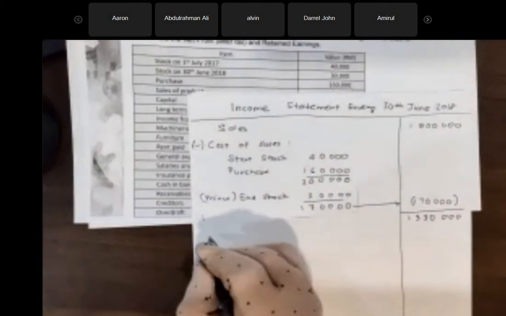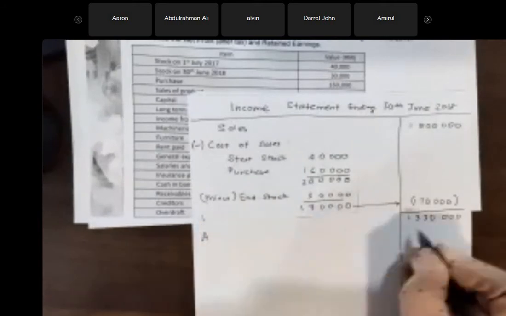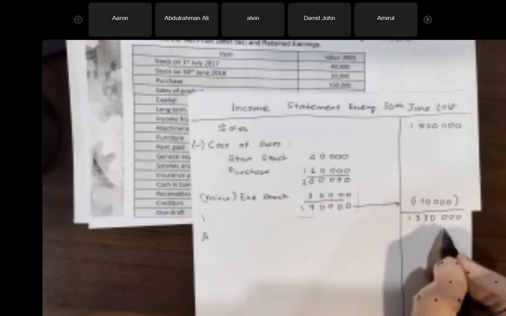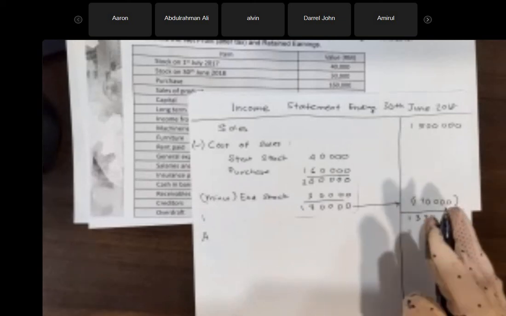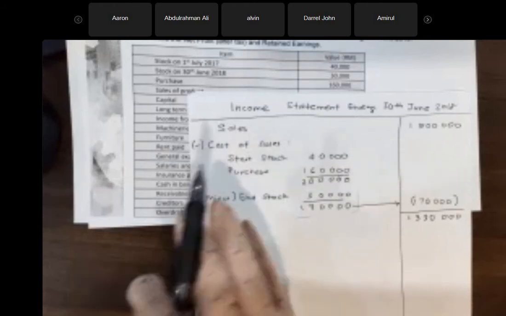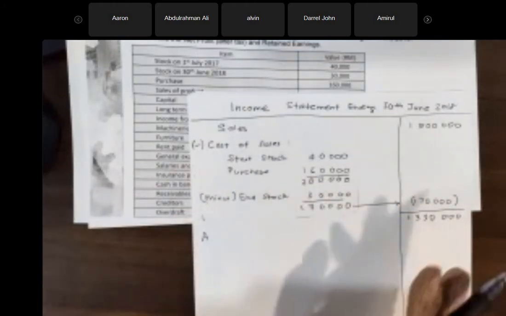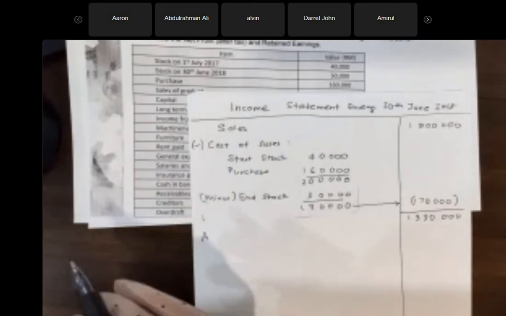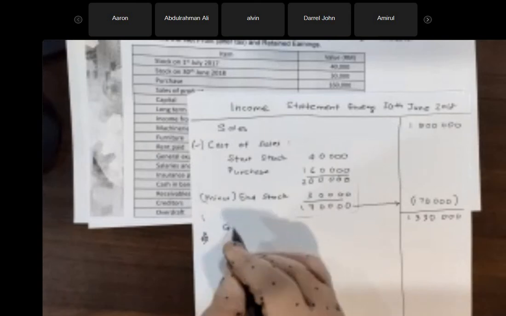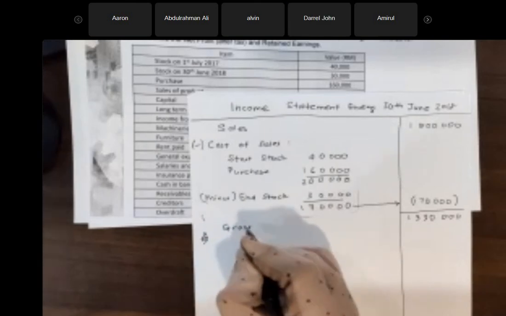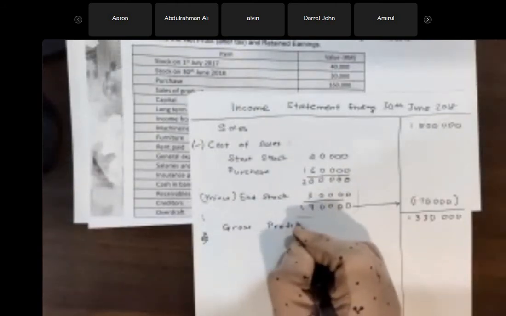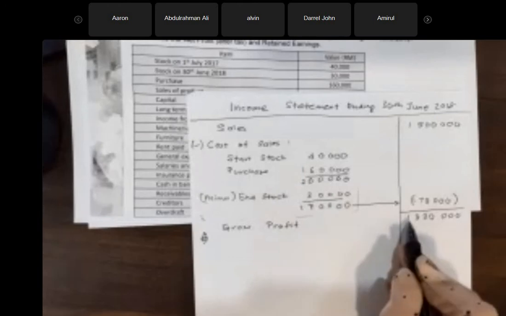Okay, now you have to consider this one. Kita panggil apa ni? What we call this? In the T format, you consider sales and cost of sales. Then you get what? When you want to balance it, so you will get what? What do you call this one? Start with G. Gross profit. Okay, good. Gross profit. Okay, this one, gross profit.